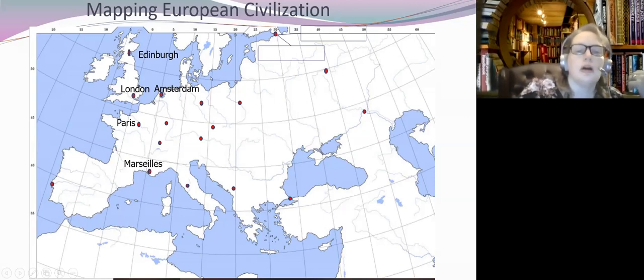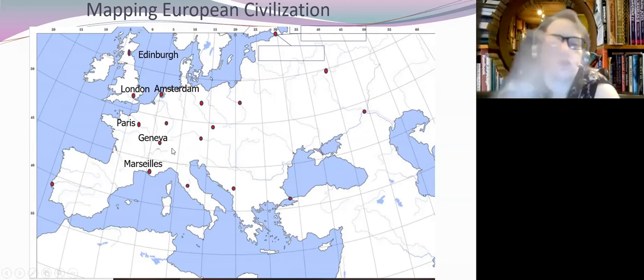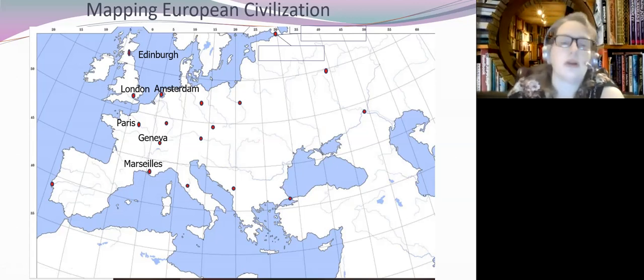Now, I didn't mark the border right here of Switzerland. Geneva is actually in Switzerland. It's right there on the very tip of the Swiss border coming into France. Okay, so it's sitting almost directly below Amsterdam is kind of where it is.